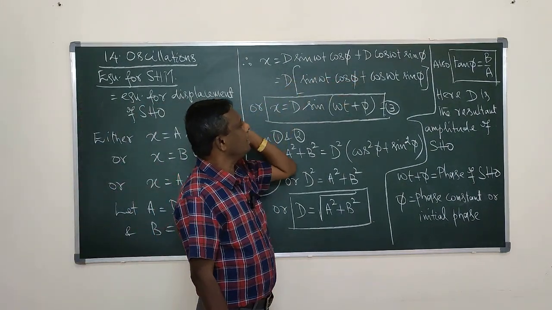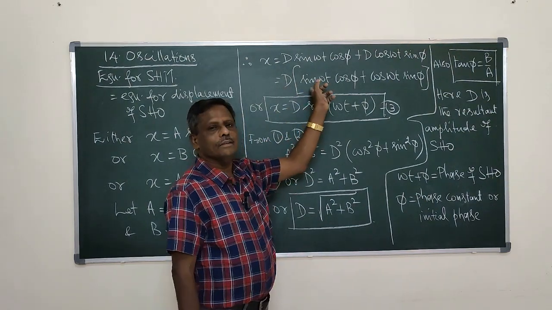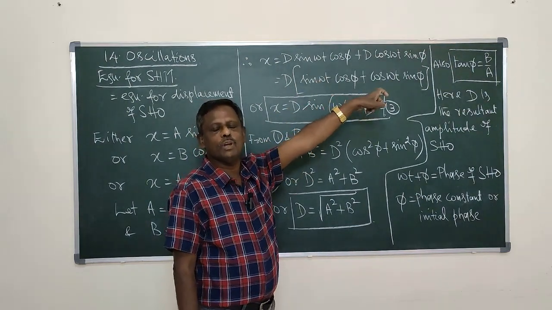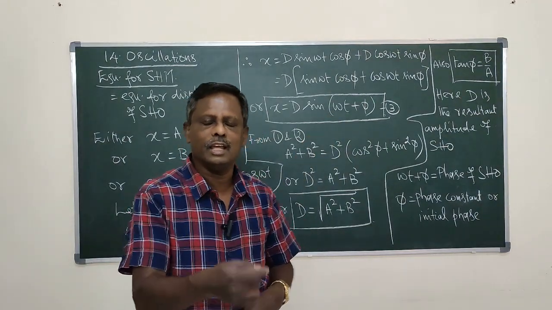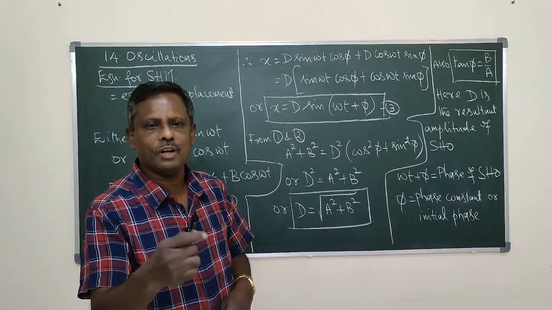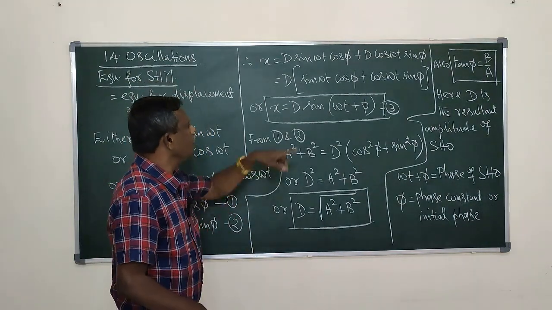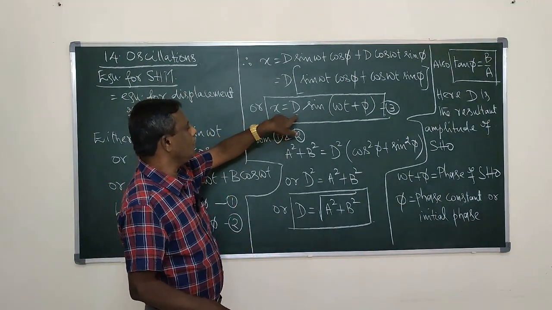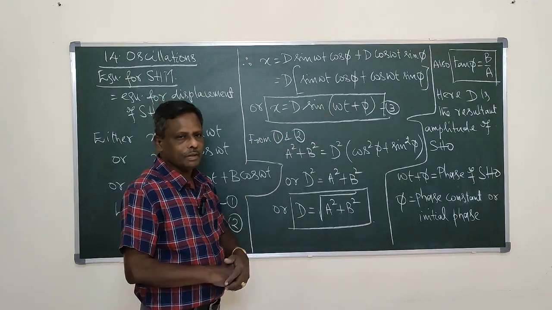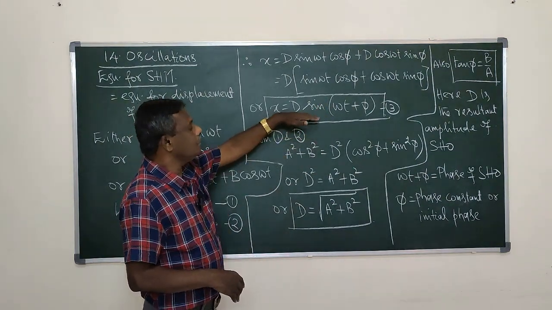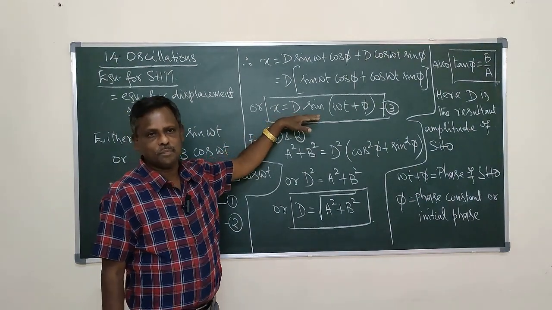In this, d is common, so take it outside. You will get d into sin omega t cos phi plus cos omega t sin phi. That is in the form sin A plus B, and sin A plus B equals sin A cos B plus cos A sin B. So we can write x equals d sin omega t plus phi. That way we simplify. Now this is the equation for a simple harmonic motion.